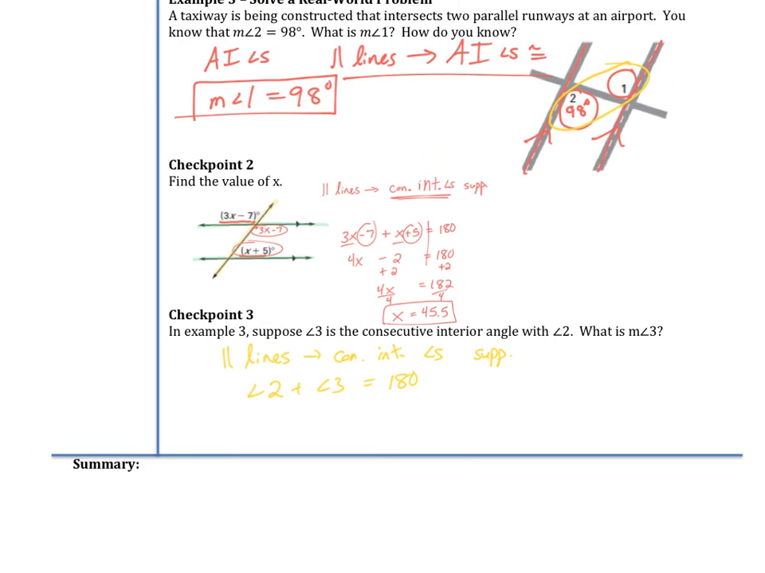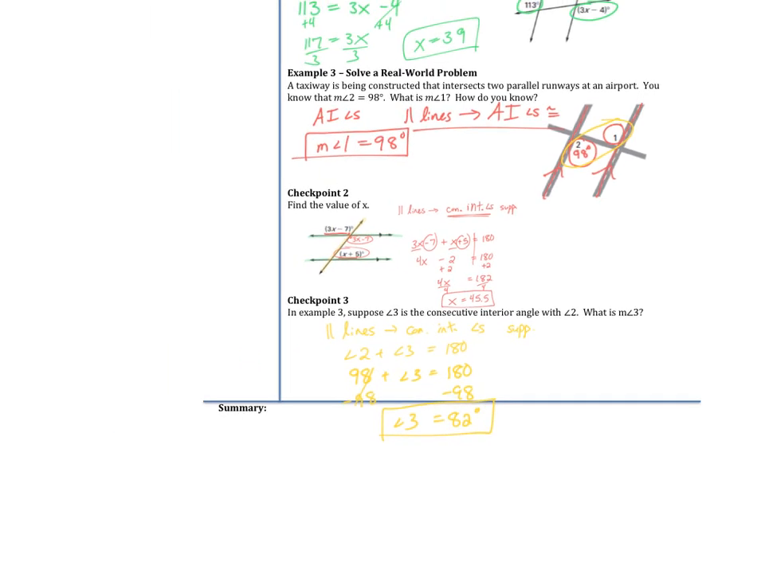So in example 3, angle 2 was 98 degrees. So it'll be 98 plus angle 3 equals 180. Minus 98, we will get angle 3 equals 88. So angle 3 will be 88 degrees. Whoops, I can't do math. That's not 88, that'd be 82. 82 degrees, because consecutive interior angles would add up to 180. They're not congruent. Okay, so those are the special angle pairs we have, and that's what we know about them when the lines are parallel.